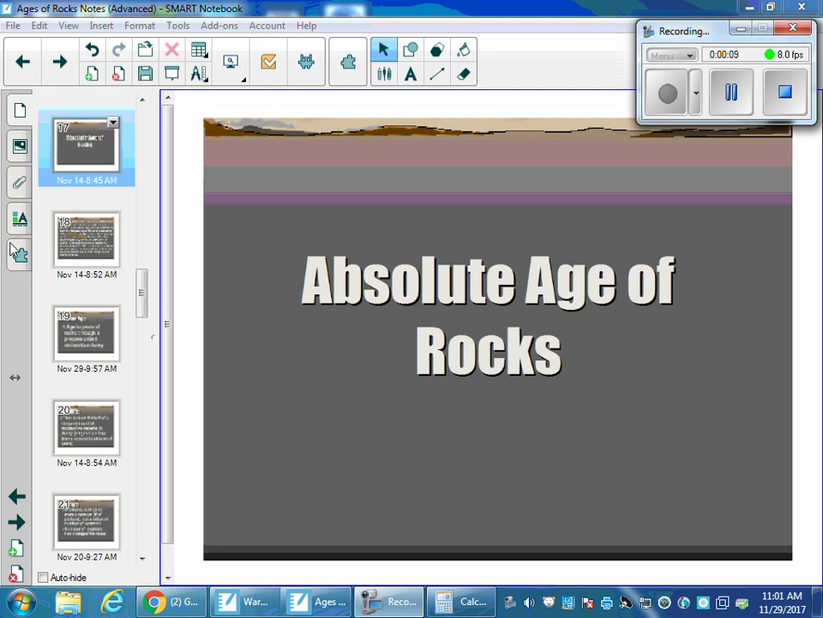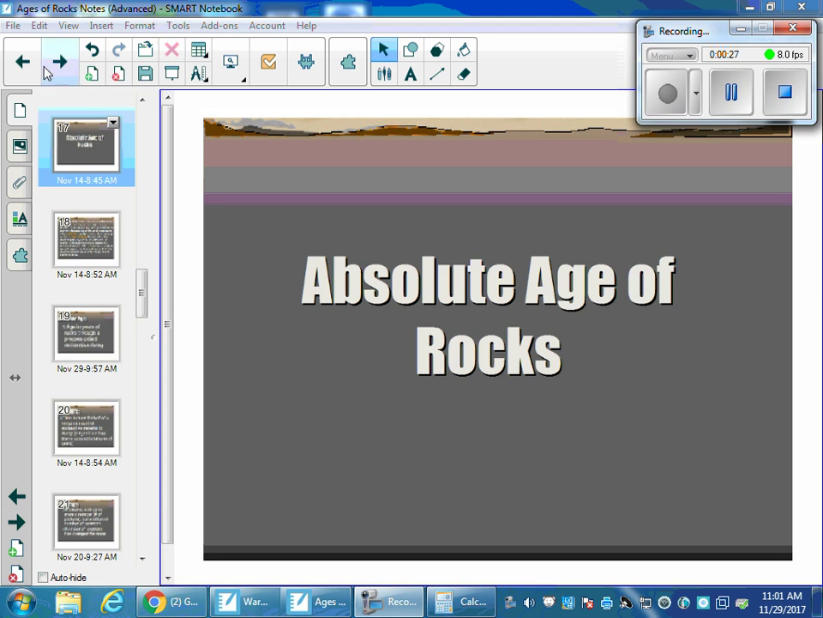So the first thing that I want you to do is make sure that you read the paragraph at the top of your notes handout, because it gives you some background information about what it means to be radioactive or what radioactive decay is. So if you need to pause the video, read that paragraph, and then come back.